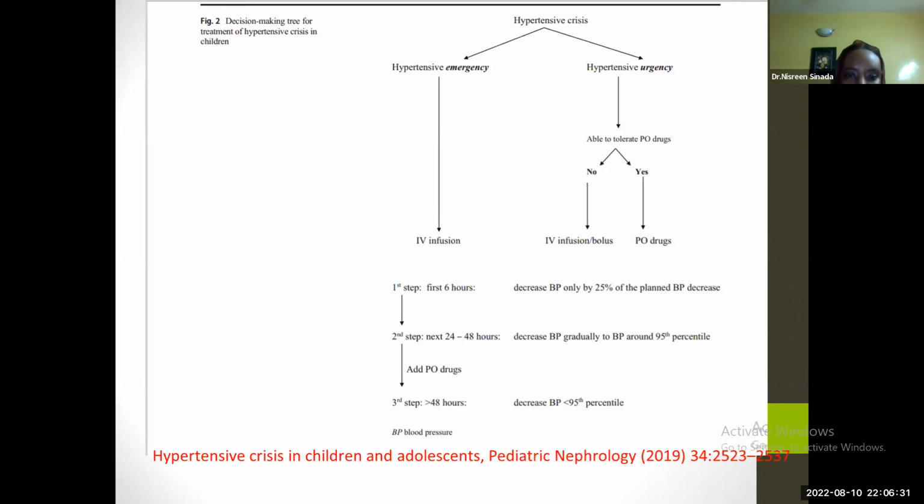Then we add oral drugs. And the third step, after more than 48 hours, we decrease the blood pressure to less than the 95th percentile. In hypertensive urgency, if the patient tolerates oral medication, we start with oral. If not, we give IV infusion or boluses.